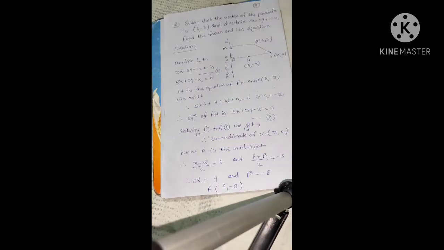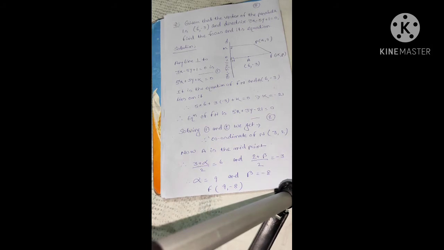Let's see another sum. This is very important from the examination point of view. Given that the vertex of the parabola is (6, -3). This time the vertex is not the origin, and the directrix equation is given as 3x - 5y + 1 = 0.